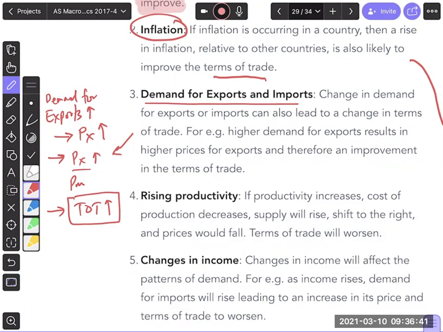I would say yes. Despite the elasticity, demand is going up, price is going up. That's not a bad thing for us, because it means that a good is more desired, and therefore people are willing to pay a premium for that. So I'm going to say it's not bad. That's a good reason for terms of trade to go up.